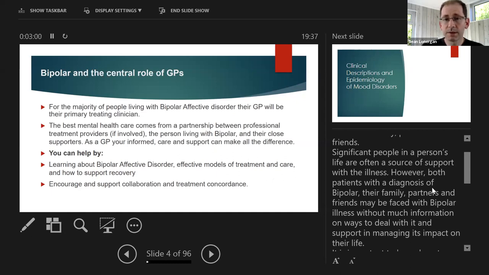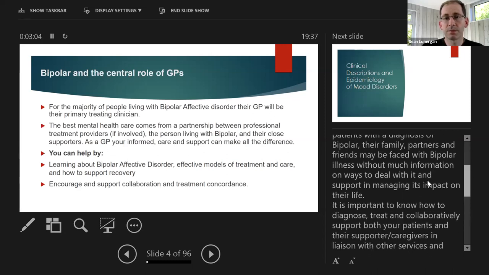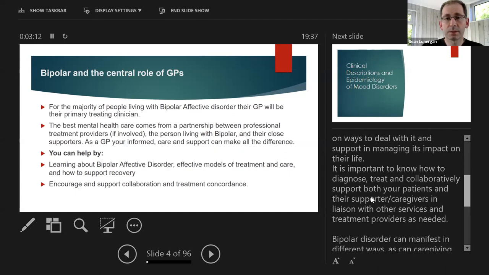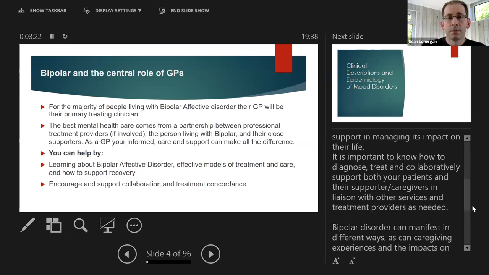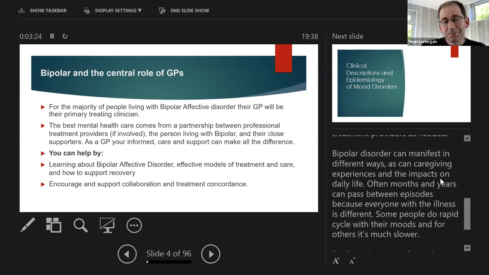However, both patients with a diagnosis of bipolar, and their family, partners, and friends may be faced with bipolar illness without much information on ways to deal with it and support in managing its impact on their life. It's important to know how to diagnose, treat, and collaboratively support both your patients and their supporters and caregivers, in liaising with other services and treatment providers as needed. So I suppose a good first step towards that is your attendance at the webinar here this evening. So I'm hoping that some of these learnings at least will be achieved.